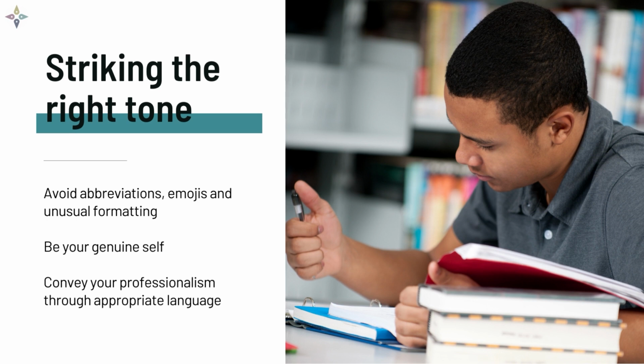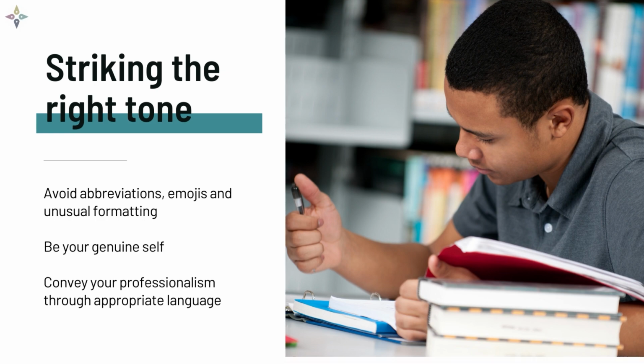Striking the right tone. Striking the right tone in your application is important. The use of abbreviations, emojis, and unusual formatting do not convey professionalism and therefore don't strike the right tone for an application to the programme. It's important to try and convey your personality, and one of the best ways to do this is by being genuine. Your genuine interest in the programme should shine through your writing. This is why it's important to think carefully about your motivations for applying before getting started. Your use of language is key to conveying your professionalism. It's important to ensure you do not come across as flippant, sarcastic, or too conversational or casual.